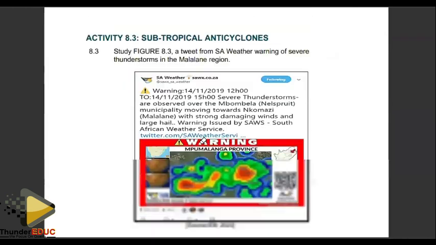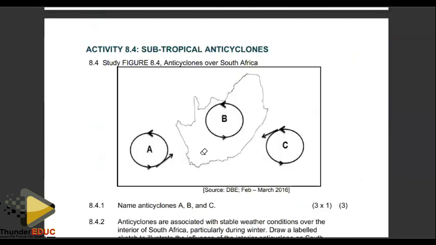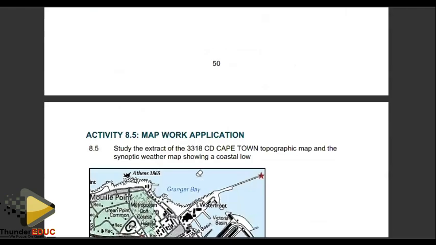And then we also have the coastal low pressure cells. We have the low pressure cells occurring along the coast. They move from the west going to the east along the coastal region. That is typical of the coastal low pressure cells.